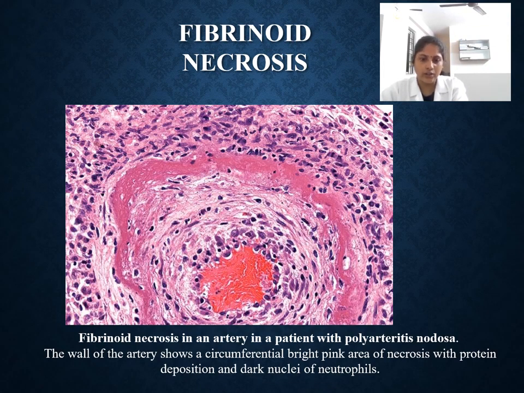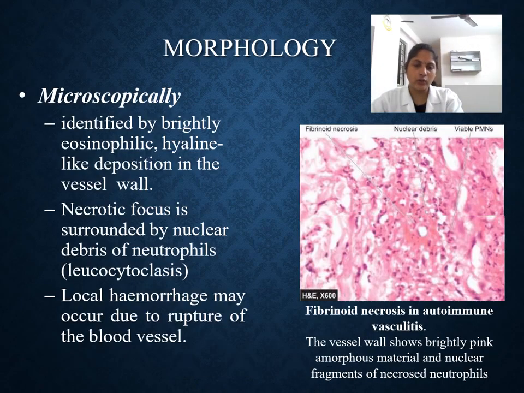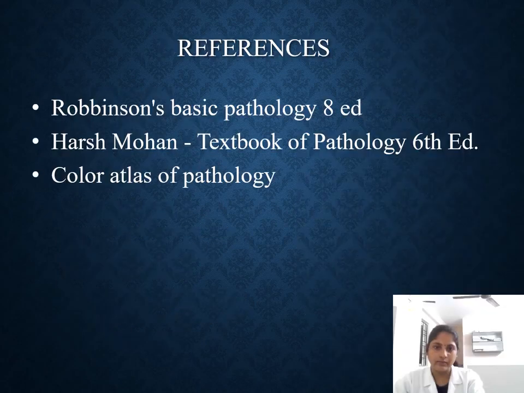The wall of the artery shows a circumferential bright pink area of necrosis with protein deposition and dark nuclei of neutrophils. Microscopically, it is identified by brightly eosinophilic hyaline-like deposition in the vessel wall. The necrotic focus is surrounded by nuclear debris of neutrophils. Local hemorrhages may occur due to rupture of the blood vessels.